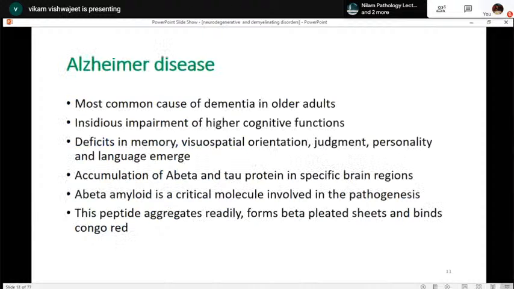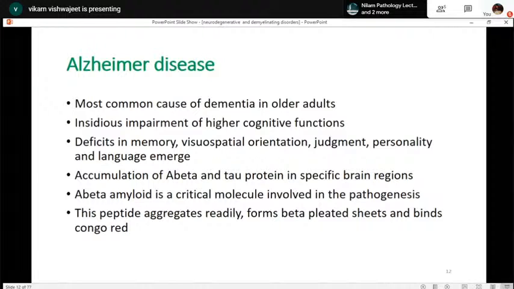So Alzheimer's disease is the most common cause of dementia in older patients, and it accounts for 50% to 90% of total neurodegenerative disorder in adults. The disease usually becomes clinically apparent as gradual impairment of higher cognitive function. As the disease advances, there is deficit in memory, visuospatial disorientation, judgment, personality, and language problems.